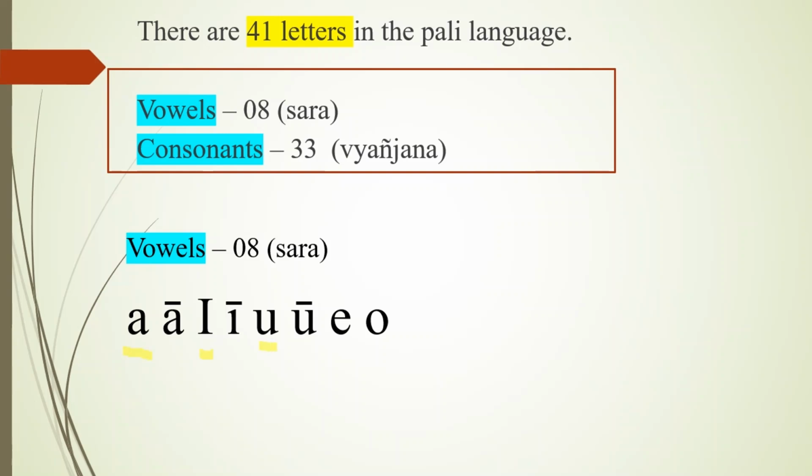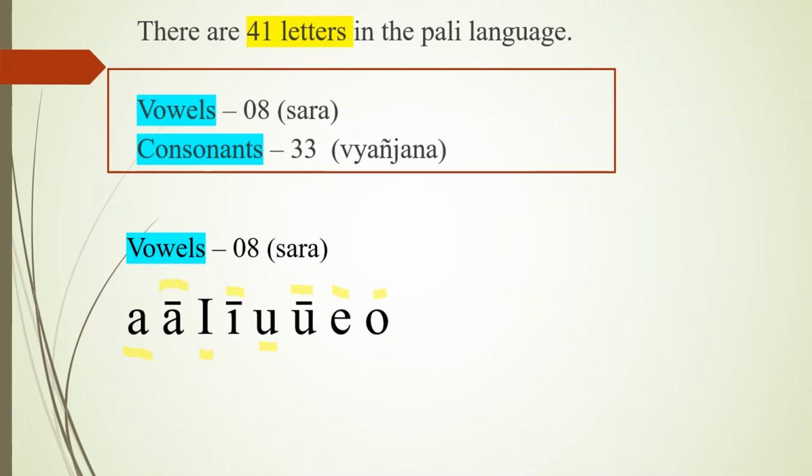These 3 letters we call short vowels. And next, A, I, U, E, O. The remaining 5 letters are long vowels. It is a difference. Okay. Short vowels and long vowels.